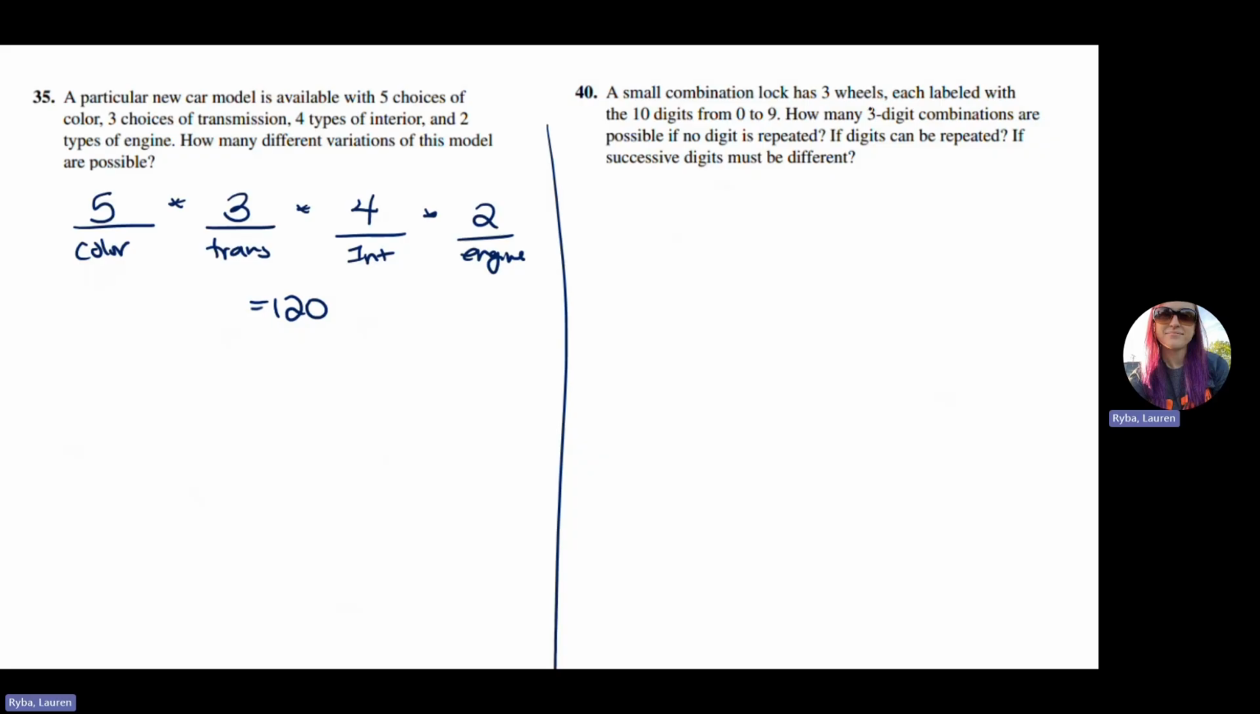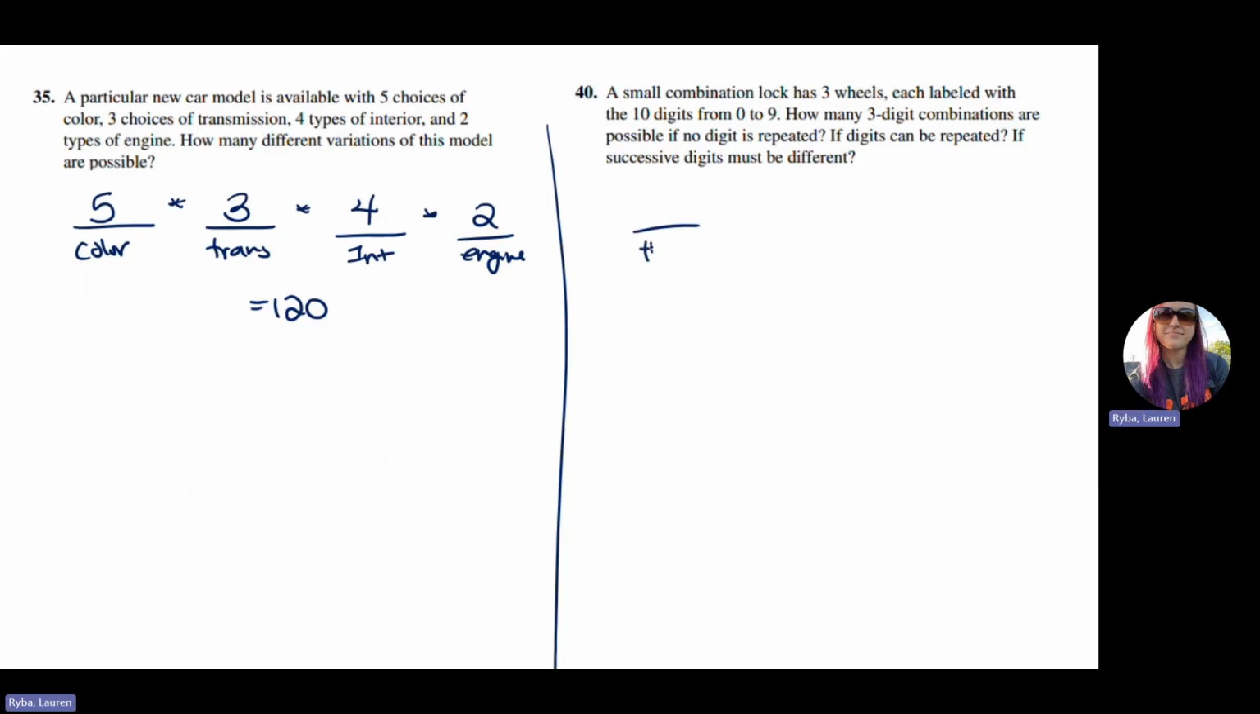All right, so it has 3 wheels, each labeled with the 10 digits, 0 to 9. How many 3-digit combinations are possible? This is kind of like those old school briefcases that had the 3 little dials on it. Some of you that are younger may have absolutely no idea what I'm talking about right now. But some of the little locks on luggage used to have that. It was like 3 little wheels, and you could pick your 3-digit code.